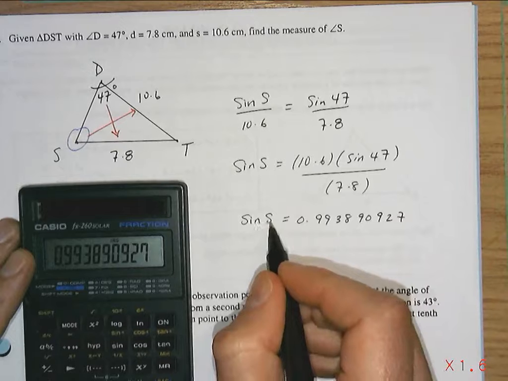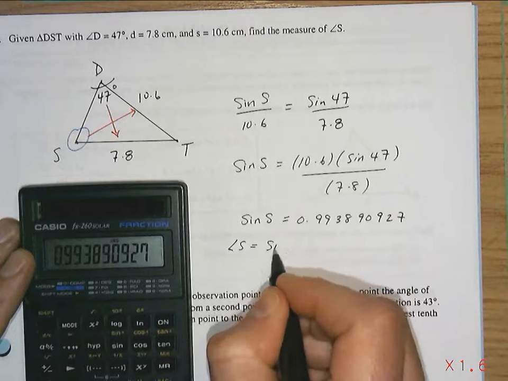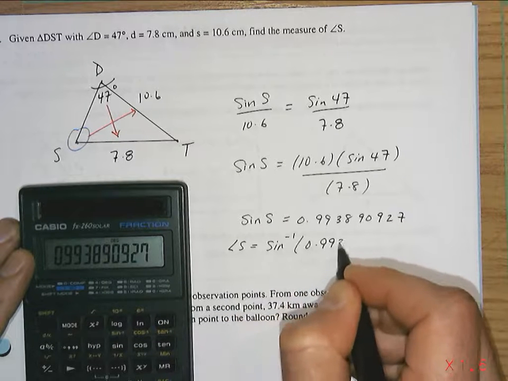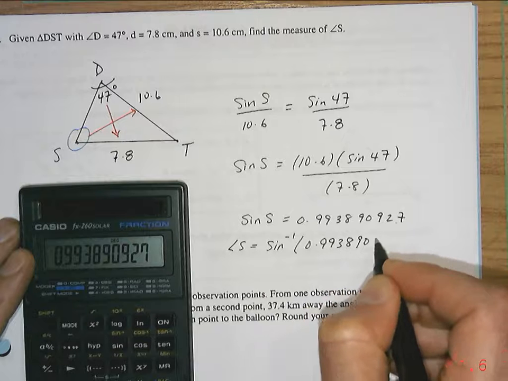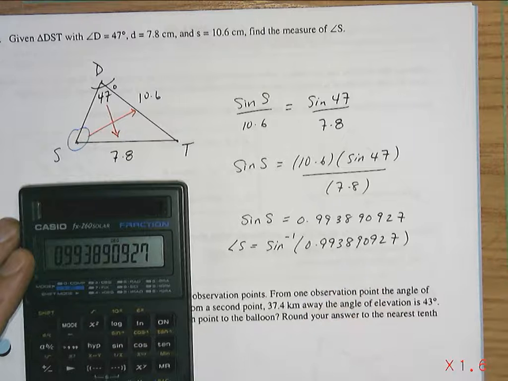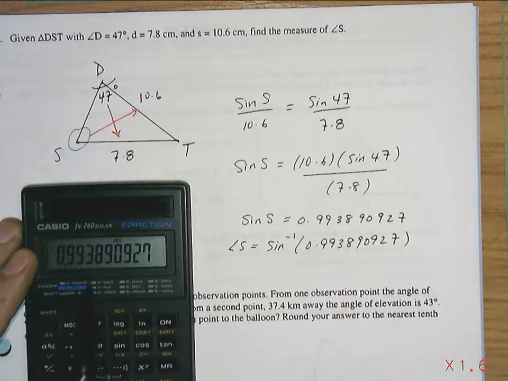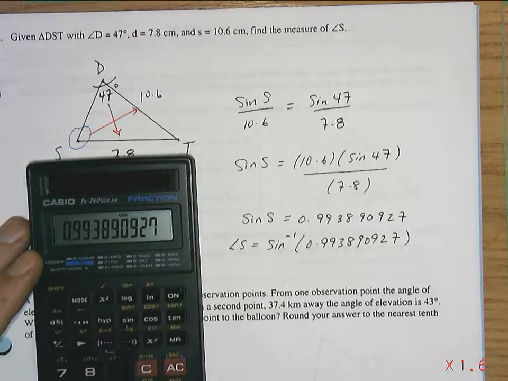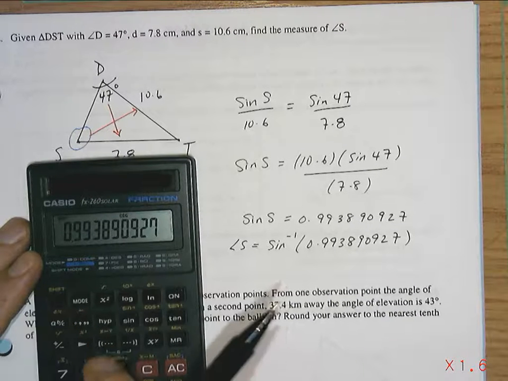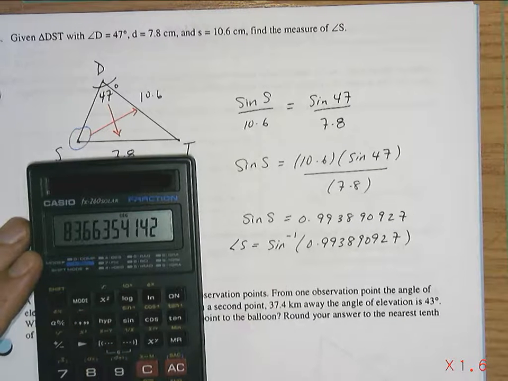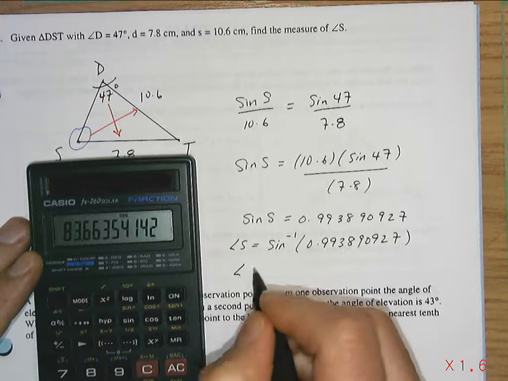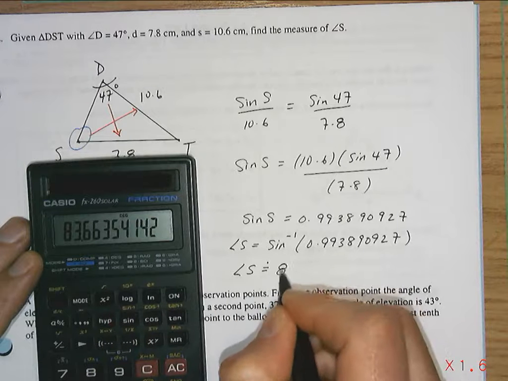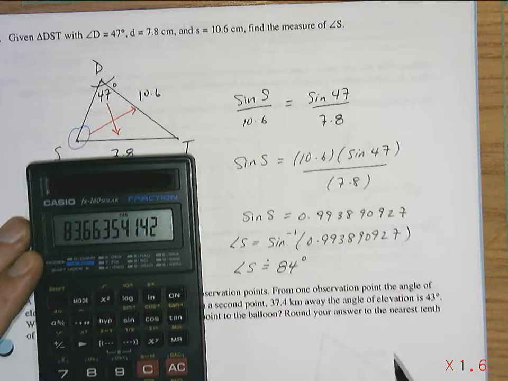What I want to do is find angle S. And angle S is equal to the inverse of that ratio, that decimal that we have. And again, I'm not going to write this ever again. Do you see how it's in my calculator? I'm going to keep it in my calculator. I'm going to hit second function sine, so I'm doing the inverse. And it gives me the answer right away. So my angle S is equal to approximately 84 degrees. I rounded it to the nearest degree.